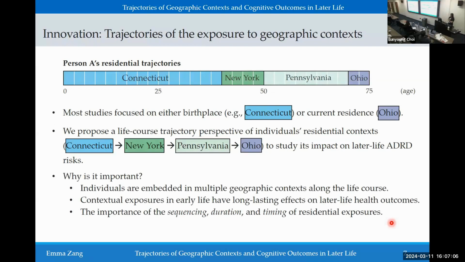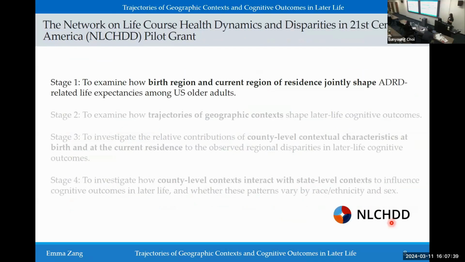So why is it important to study trajectories? Well, theoretically, individuals are embedded in multiple geographic contexts along the life course, and contextual exposures in early life have long-lasting effects on later life health outcomes. And also, where you live at this moment may have consequences on where you live next, right? So looking at the trajectory will give us a full picture of a person's geographic context, further highlighting the importance of sequencing, duration, and timing of residential exposures. I will talk in more detail about these 3 elements.